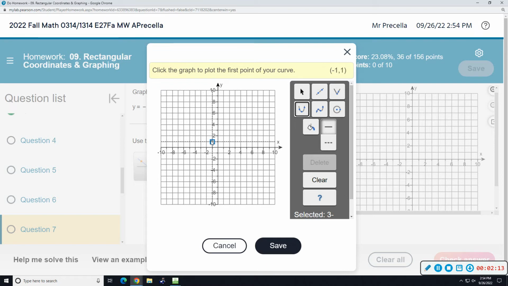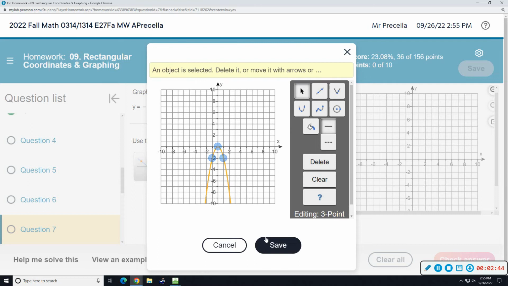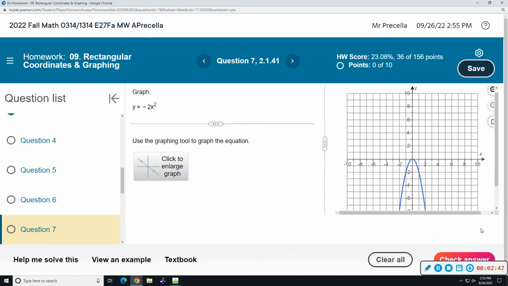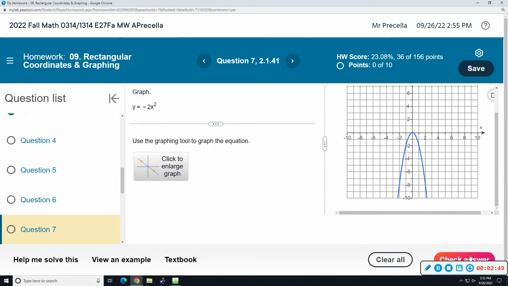-1, -2. There. And then what's the next point? 0, 0. So it's passing through the origin. There. And the last one? 1, -2. Notice how tight that is. Look in that yellow box to make sure that you have the point where you want it. Save it. Check answer.